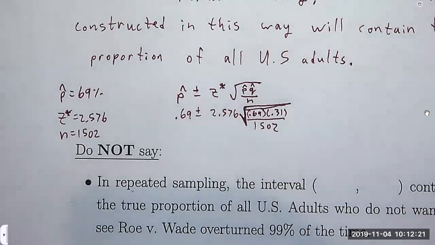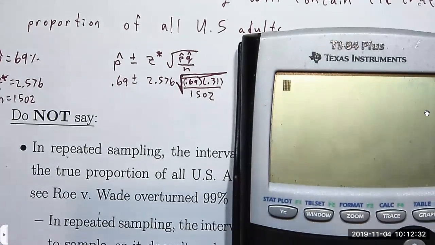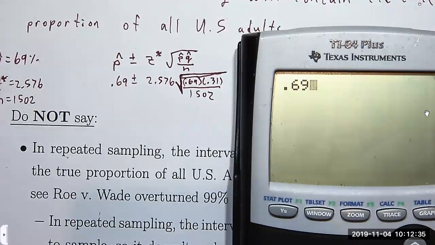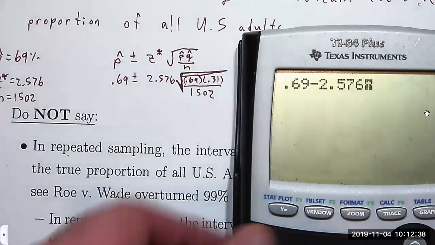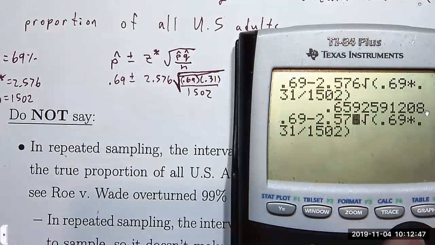And then if you calculate that out, see what we get. Square root of 0.69 times 0.31 divided by 1502. And then you do a plus now. Don't try to do both a plus and a minus at the same time. Do second enter to find the next one. So that's from 0.659 to 0.721.